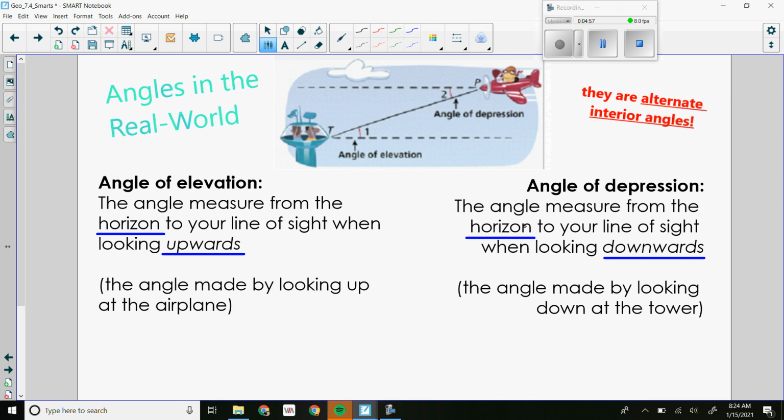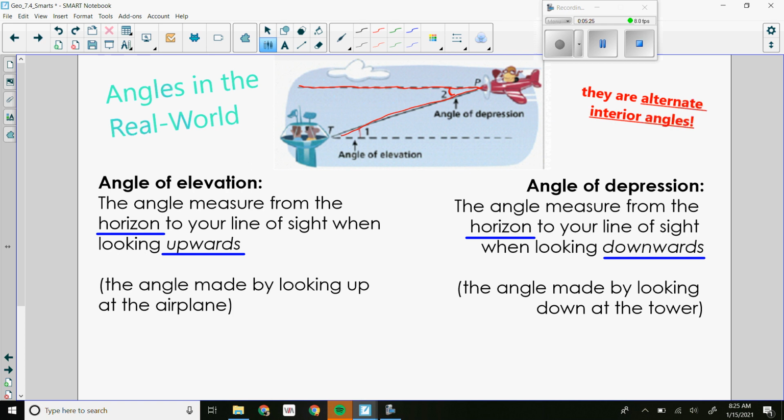Okay, the angle of depression is the angle measure from the horizon to your line of sight when you're looking downwards. So this would be like the person in the airplane. Again, here the horizon, just like if you look straight off in the distance, is a dotted line, but now this time it's up above. And when you look down, you make an angle of depression. Depression, things go down, like the Great Depression. Okay, and so that'd be angle 2 in this case. That's the angle of depression.